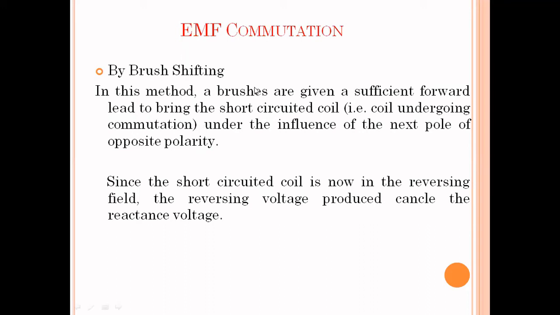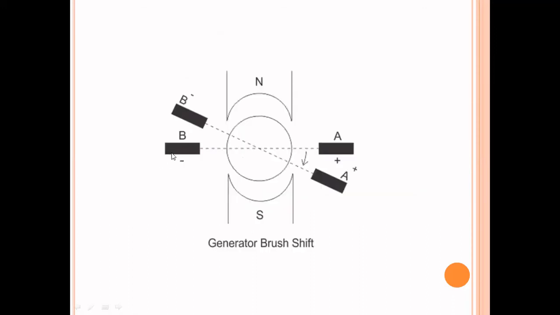In this method, brushes are given a sufficient forward lead to bring the short-circuited coil, that is the coil undergoing commutation, under the influence of the next pole of opposite polarity. Since the short-circuited coil is now in the reversing field, the reversing voltage produced cancels the reactance voltage. Here, initially the brushes lie along the GNA, the geometrical neutral axis. Geometrical neutral axis means the axis which bisects the angle between the two poles.